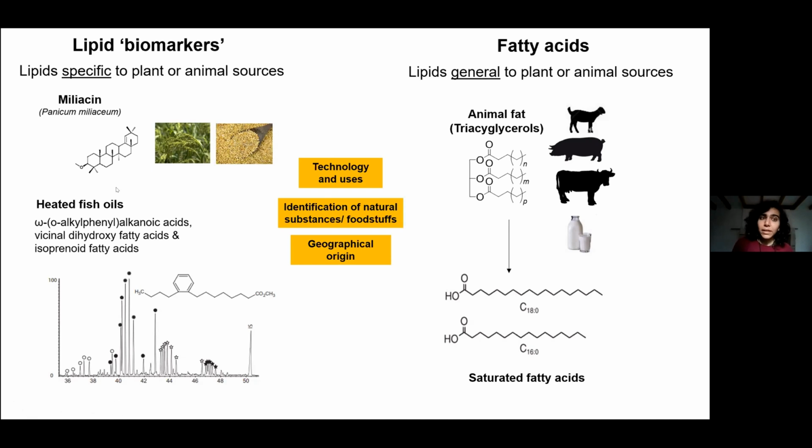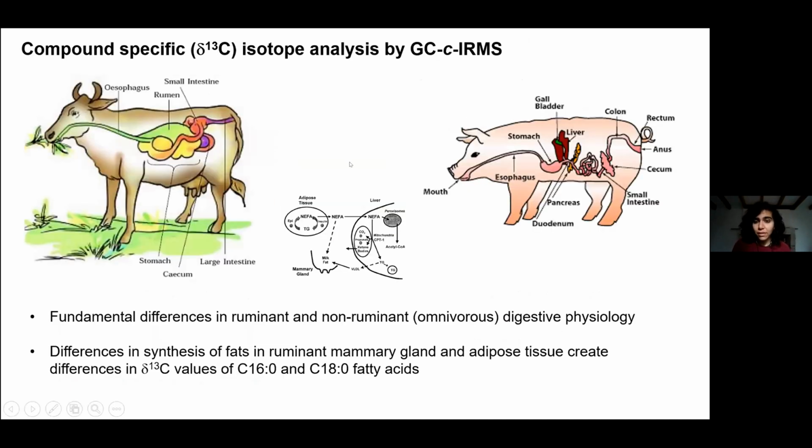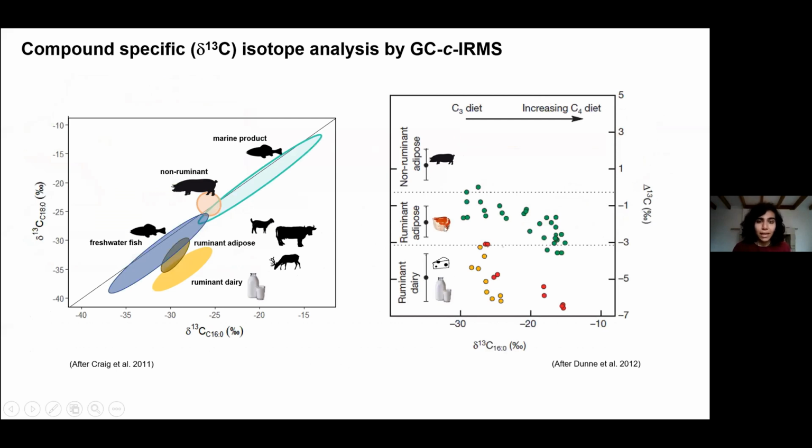Another technique that is applied is compound-specific isotopic analysis. This is particularly applied to profiles or extracts that look like animal fats, because this helps us distinguish between different animal fats. There are fundamental differences between ruminant animals and non-ruminant animals in their digestive physiology, and there are also differences in how fats are synthesized in the ruminant mammary gland and the adipose tissue. So we can use this information to distinguish between ruminant dairy, ruminant adipose, and non-ruminant adipose fats.